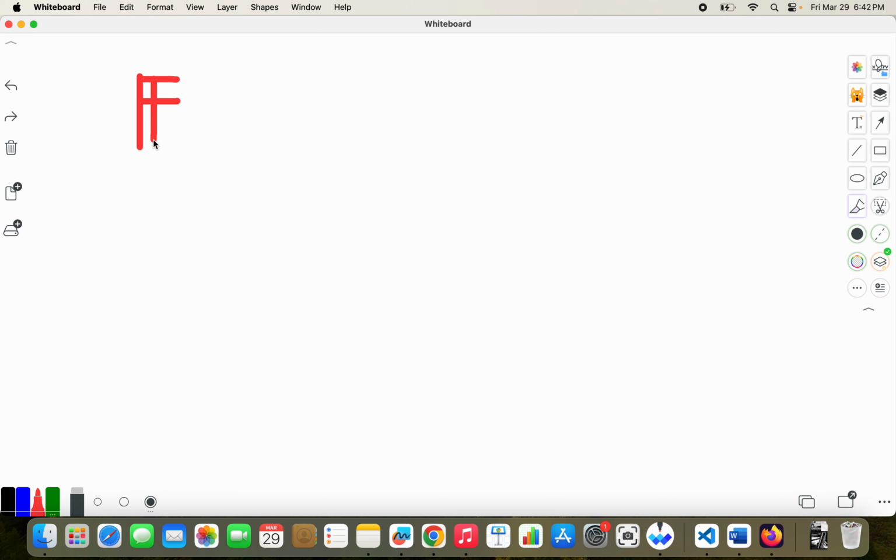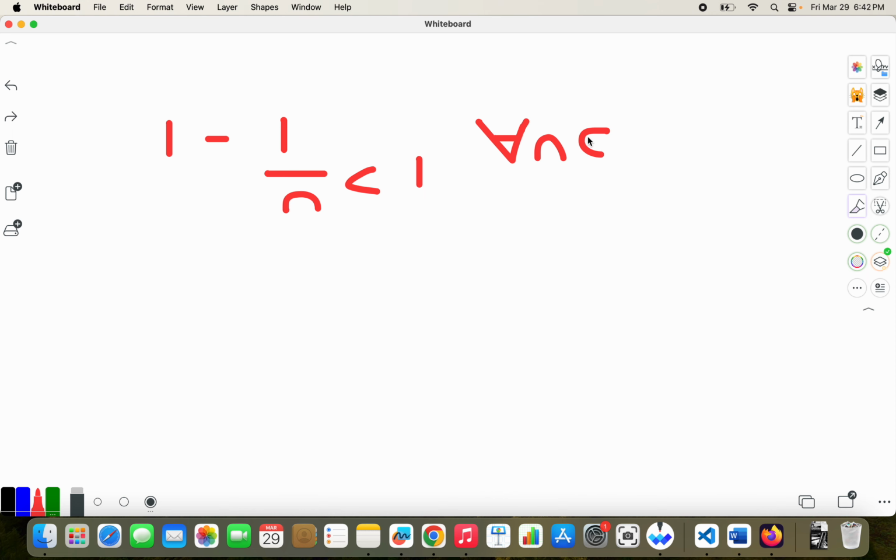So 1 is obviously an upper bound of F, since 1 minus 1 over n is less than 1 for all n in natural numbers. So 1 is our upper bound for this F set. Oh yeah, by the way, it's the same definition there.